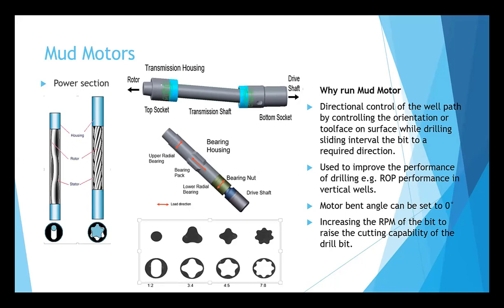You can set your motor bent angle to 0 degrees, and also you can increase the RPM of the bit to raise the cutting capability. This has some drawbacks, like sometimes when you are drilling, you can have the string go slack.